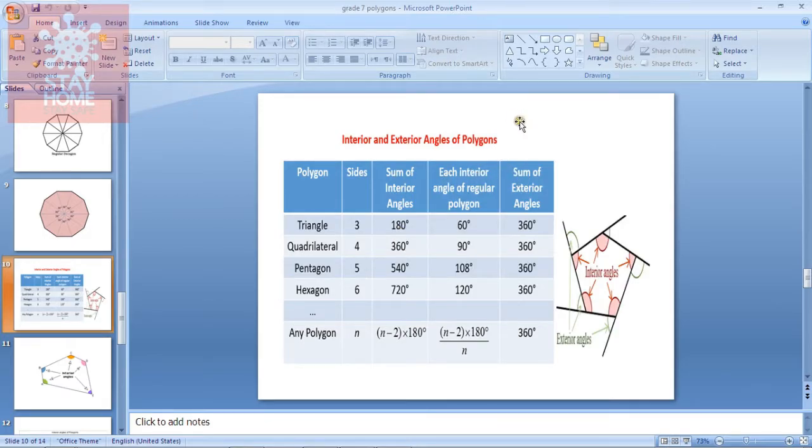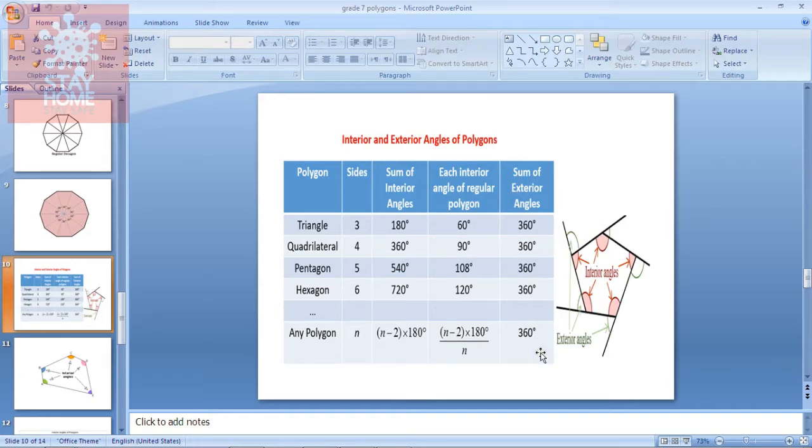Today we need to discuss the sum of exterior angles. If the polygon is a triangle, the sum of the exterior angles is 360. If the polygon is a quadrilateral, the sum of the exterior angles is 360. Pentagon 360, hexagon 360. These are the exterior angles, shown by the green lines outside, and the inner pink angles are the interior angles. So in any polygon, the sum of the exterior angles is always 360.